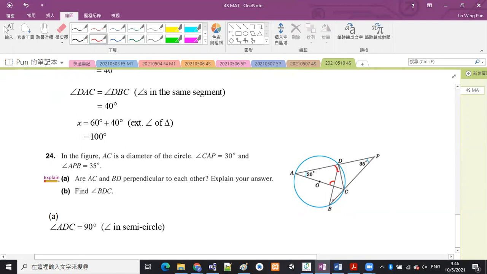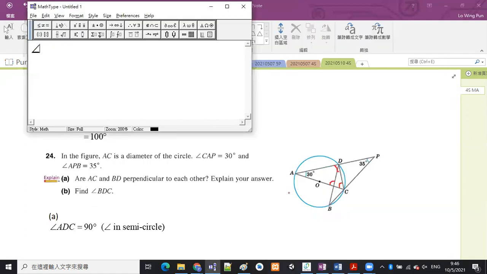Okay, and then we can find this angle. This angle AC dot. Angle AC dot will be equal to 180 degrees minus 90 degrees minus 30 degrees. This is angle sum of triangle. So it should be equal to 60 degrees.